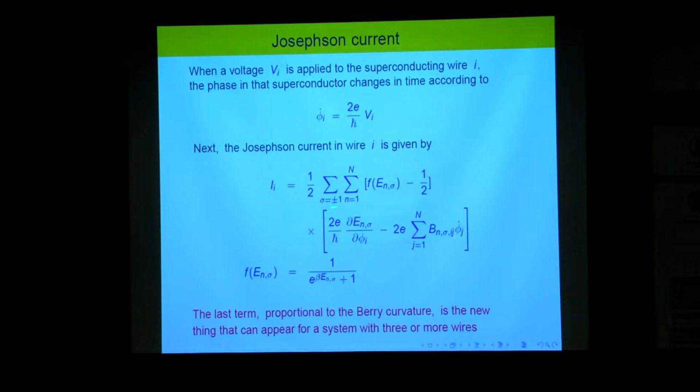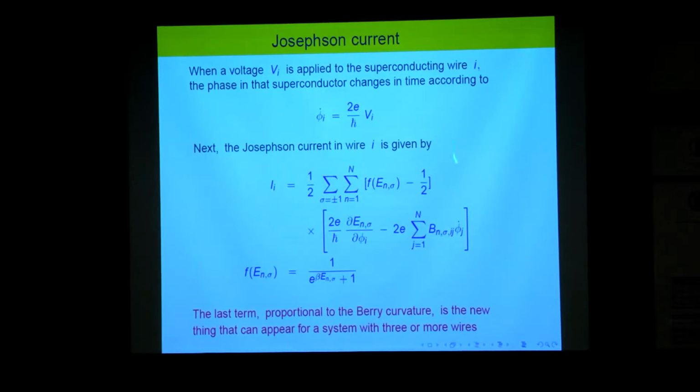summed over all bands and all spins, times the Fermi-Dirac distribution function. This is the term which was known earlier. These were the two terms that you get for phi dot and current. These are well-known equations for the Josephson current.